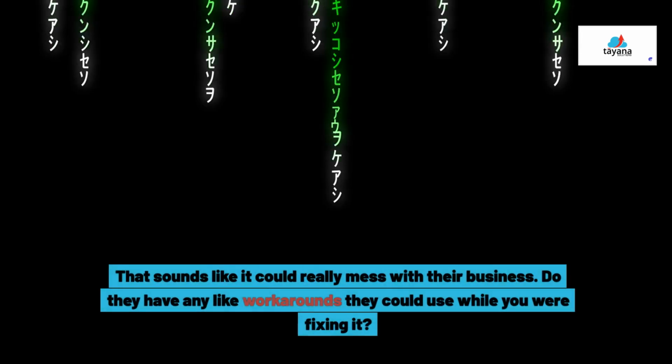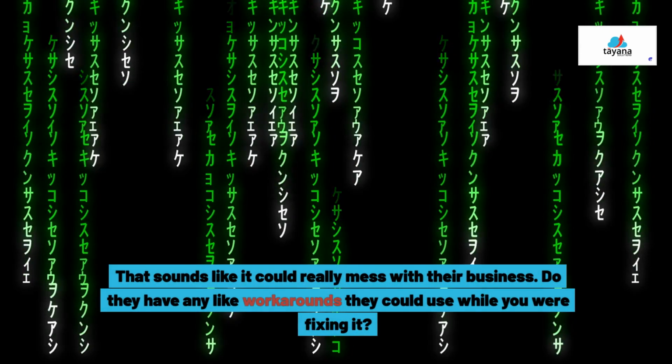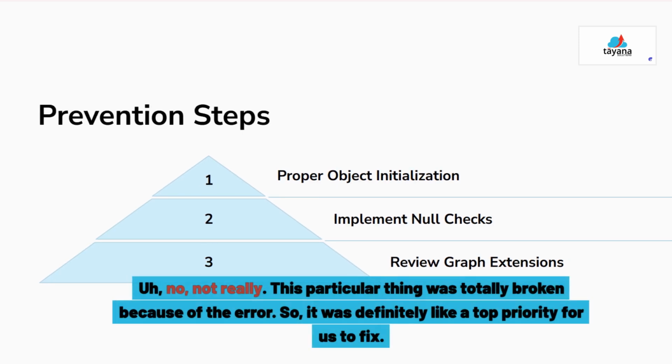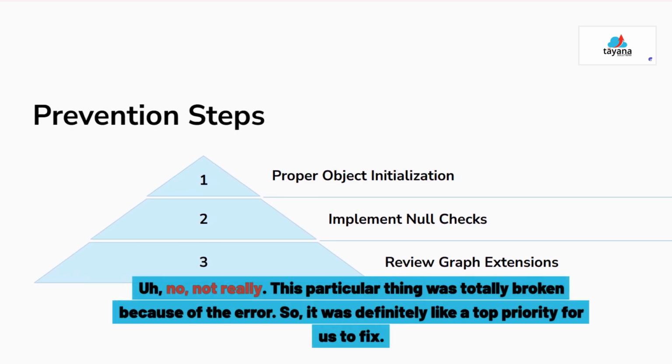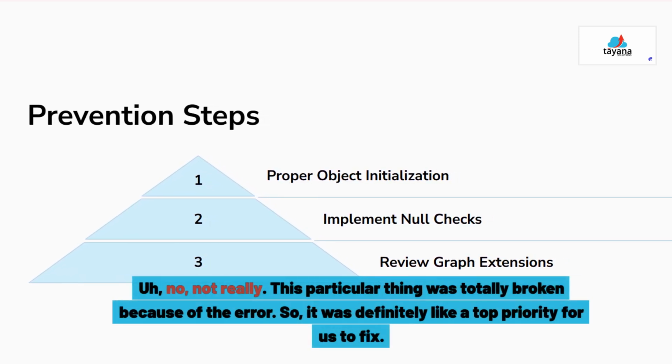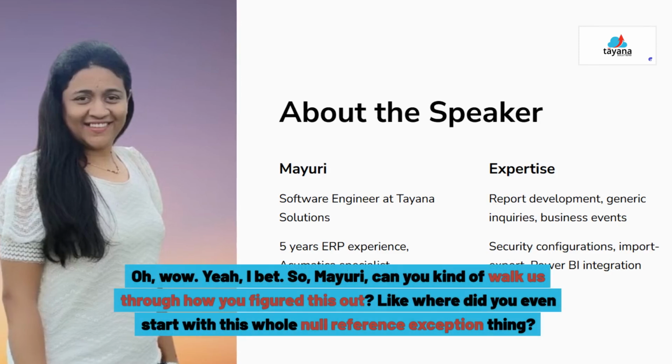That sounds like it could really mess with their business. Did they have any workarounds they could use while you were fixing it? No, not really. This particular thing was totally broken because of the error, so it was definitely a top priority for us to fix. Oh wow, yeah, I bet.